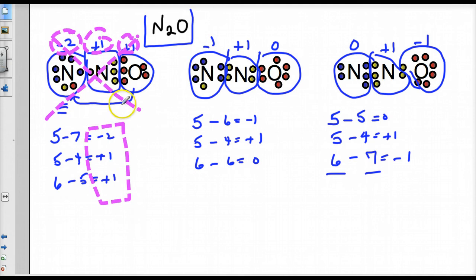Electrons have to be passed around too much to make this sharing work. So that's why I'm going to toss it out. It's unrealistic for that to happen. So now I'm down to these two scenarios.